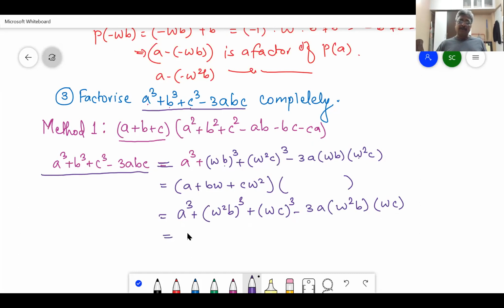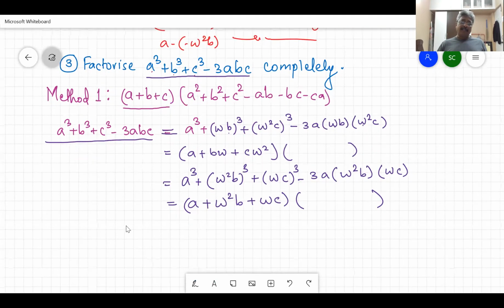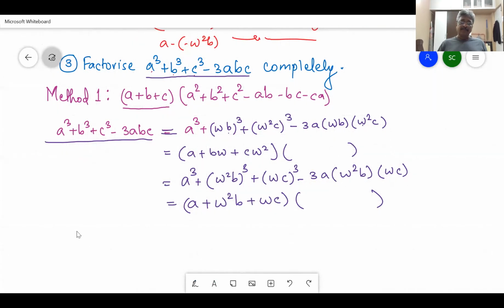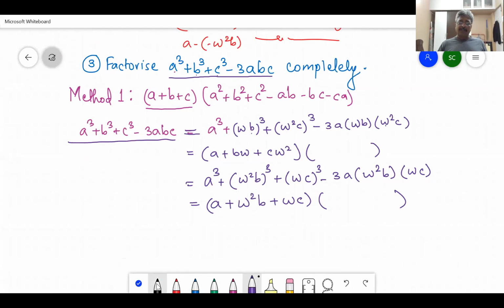Therefore, we know that the first factor is a plus omega square b plus omega c, another linear factor multiplied by something which we are not bothered about. Hence, the moment we get three linear factors, the job is just to check whether the leading coefficient is the same, or whether they are producing the same identity, or maybe plus minus. If there is any mismatch, you need to adjust that. That is the general procedure.